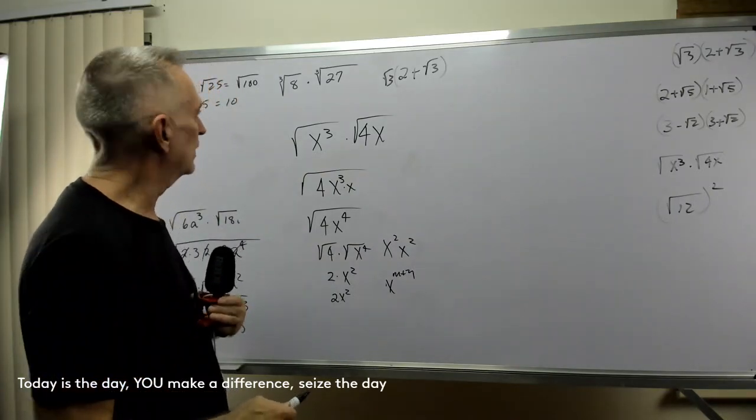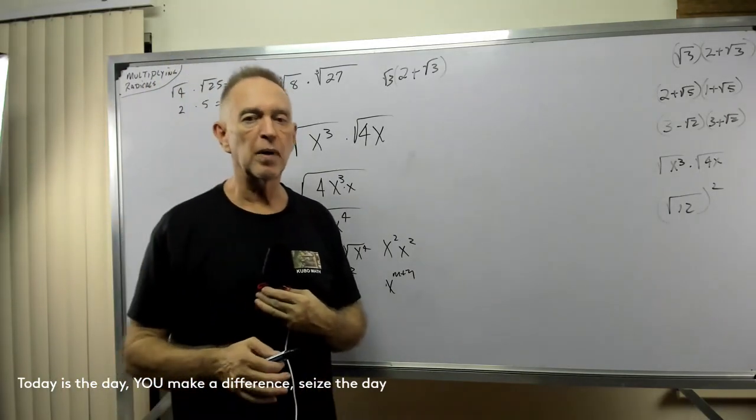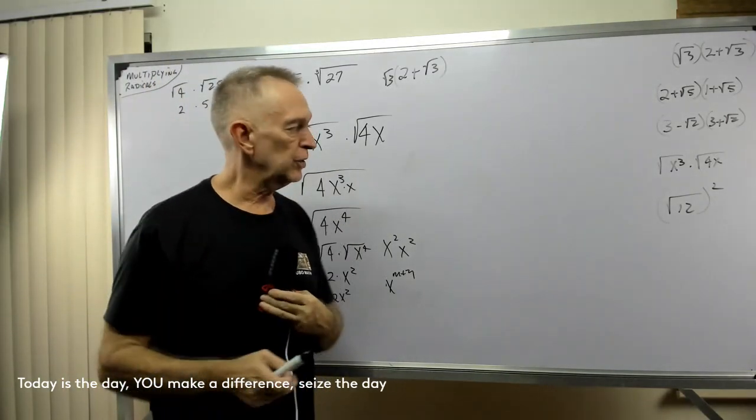All right, I think that's all the problems I had. So this was just an example of multiplying radicals. And hopefully you've enjoyed it.